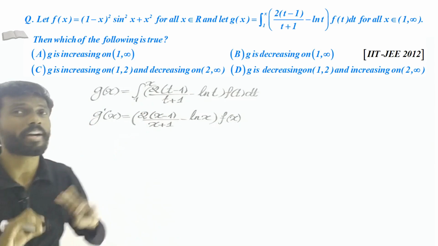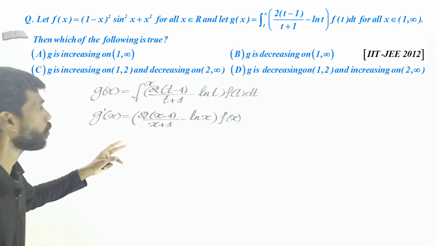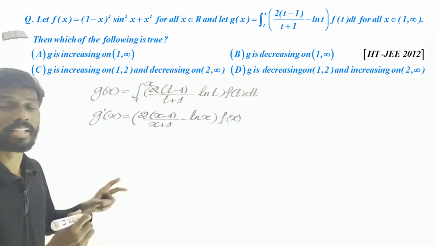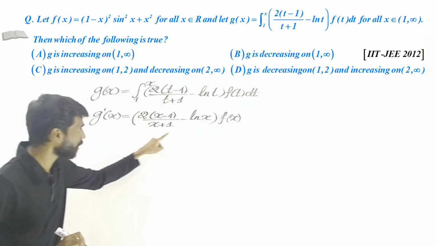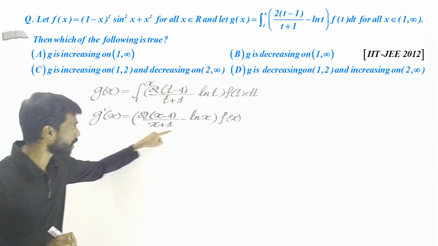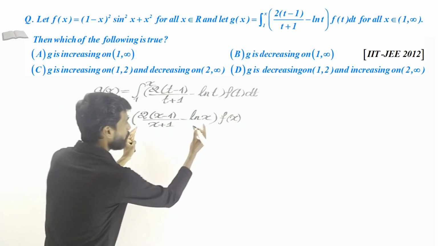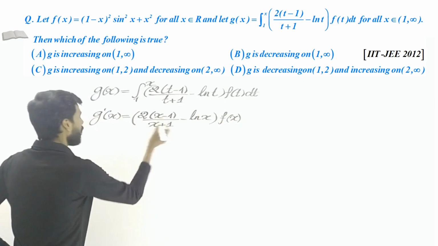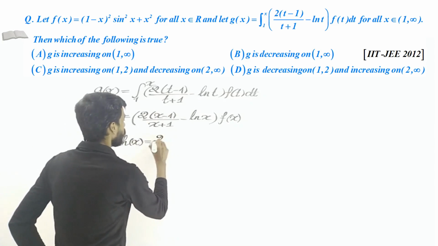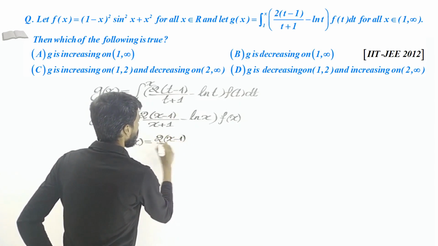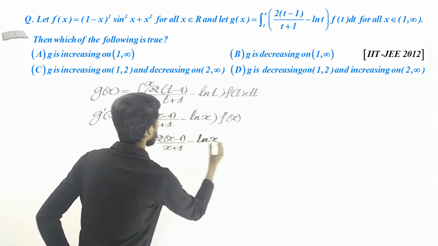Now we have to check whether this is positive or negative. But f of x is already positive, because f of x is 2 times (x minus 1) squared times sine squared x, which is the square of a number, so it is positive. We only need to check whether the other expression is positive or not. So forget about f of x, and consider only this part separately. Let us take it as h of x: h of x equals 2 times (x minus 1) divided by (x plus 1) minus ln x.